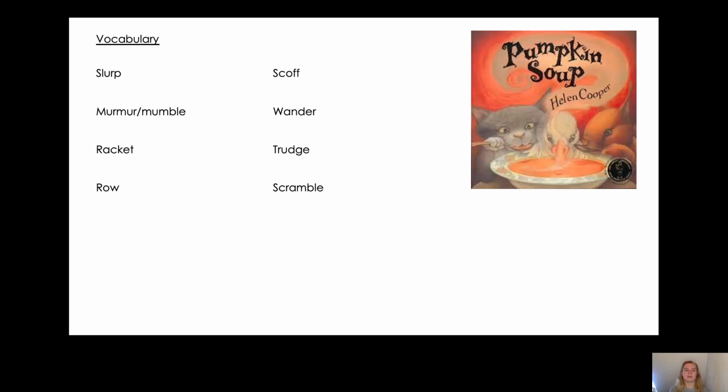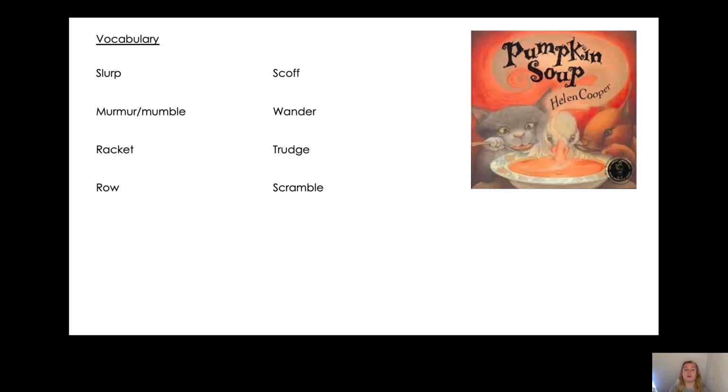Okay, then we've got murmur or mumble. Now, did you know what murmur or mumble meant? Yes, that's right. Murmur and mumble mean when you talk quite quietly and the other person can't hear what you're saying. And you might be talking in a mumble because you don't want the other person to hear what you're saying. So they might not be able to make out exactly what you're saying because you're talking so quietly and they can't work it out.